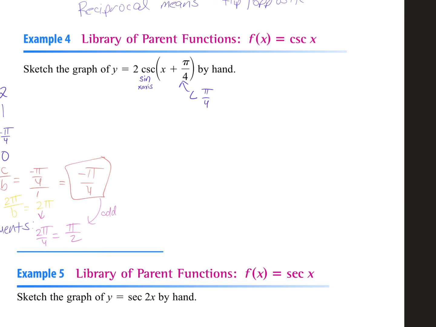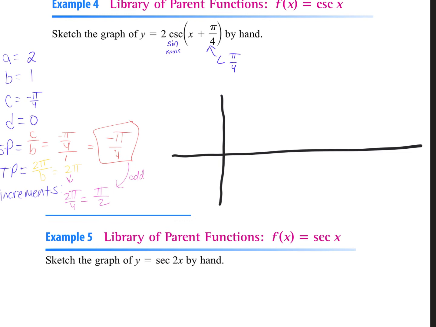I'll show you why this is a tad bit different, and it's not anything you guys can't handle. Again, you'll be given this on your test. What is very important about where I place negative pi over 4? Where is negative pi over 4, guys? It's on the left. Put it over here. It's got to be to the left of the y-axis. That's what's important. So now we're going to find these other pieces.